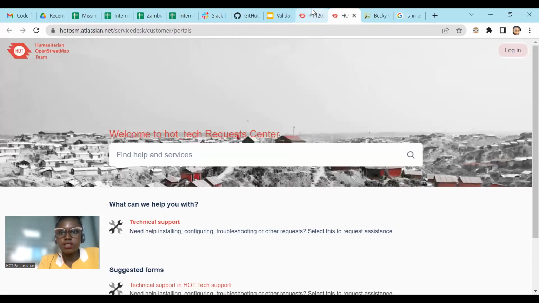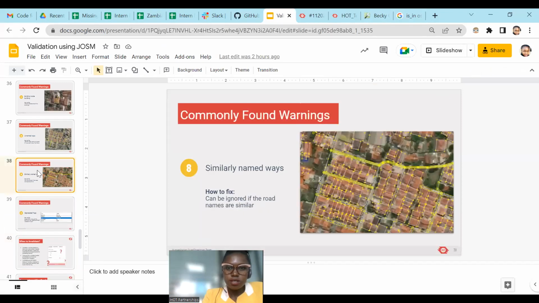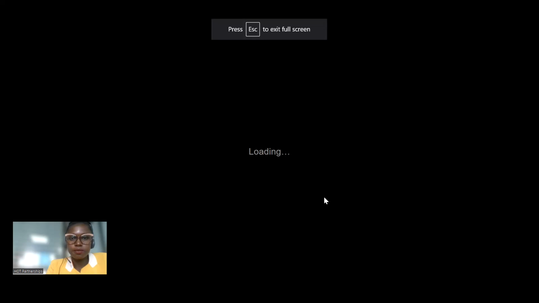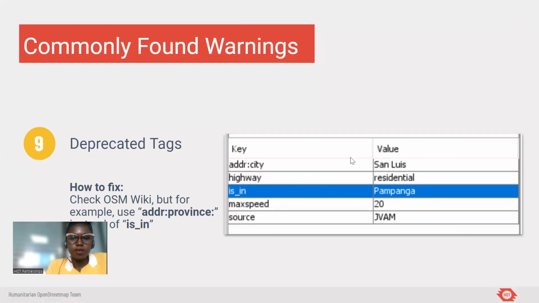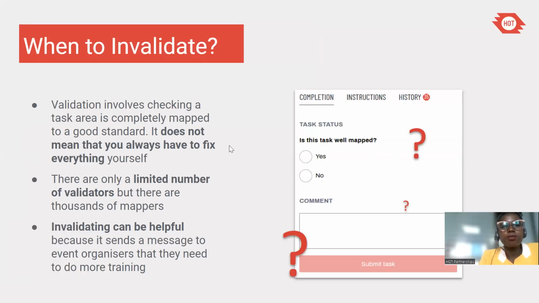So I'm going back to the slides. Thank you, Ralph, for that. Okay. So again, I've just illustrated this. When we are allowed to invalidate things, you can say no, it's not completely mapped. But for us, when you're invalidating, yes, it's very helpful to give a message to the mapper. But for our case, we are not invalidating any tasks.